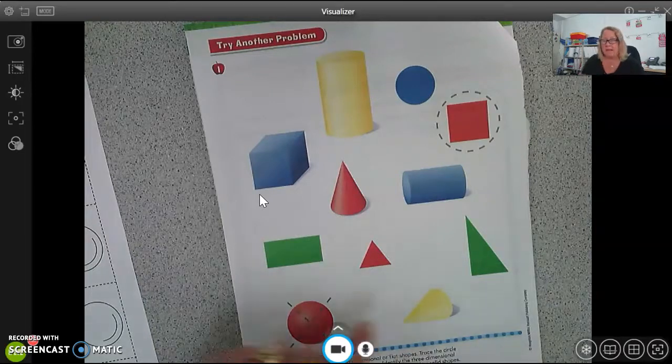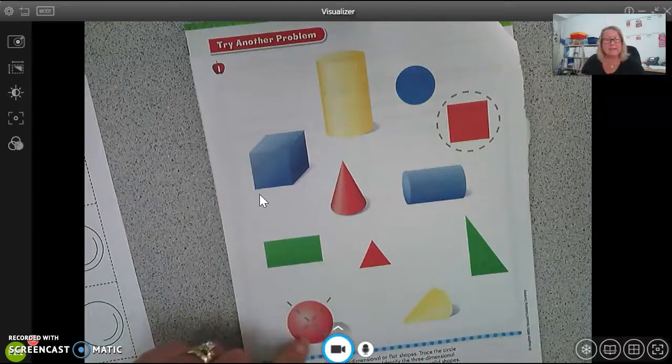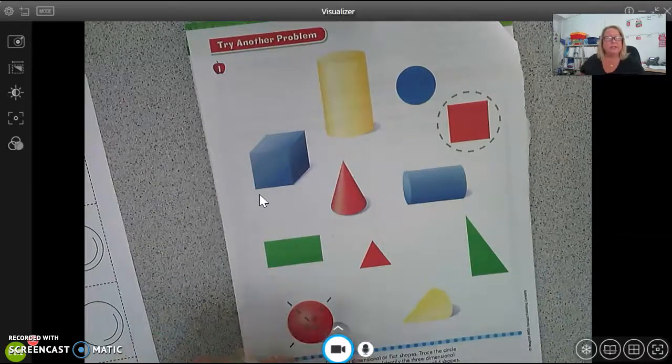All right, then I want you to put an X like they did on the sphere because we can see all the way around the sphere on the three-dimensional shapes. All right, have mom and dad check it to make sure that you circled and X'd out the correct ones.